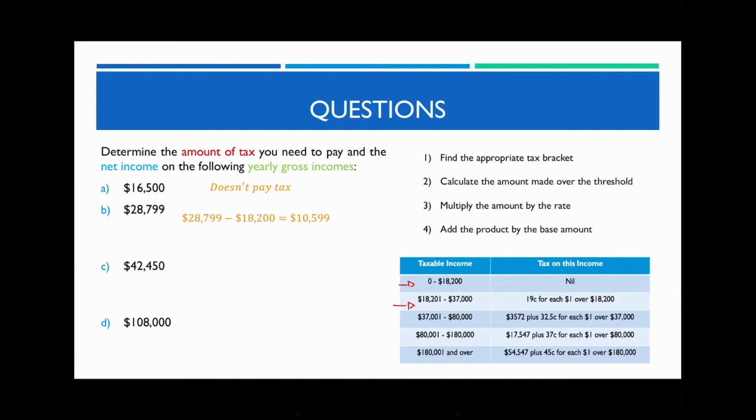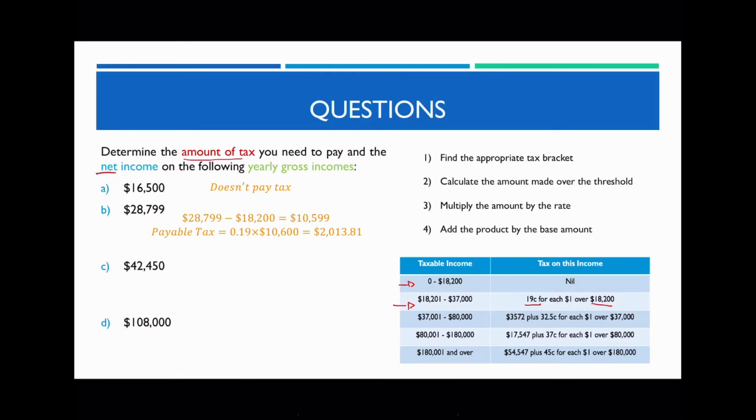So let's firstly calculate how much you've made over the threshold. The threshold is 18,200. So if you do this, this will give you an answer of 10,599. What we need to do next is multiply that amount by the rate. The rate is 19 cents. Make sure you convert 19 cents into dollars, so that's 0.19. If you do this, the amount of tax you need to pay is therefore going to be $2,013.81. So that is the amount of tax you need to pay.